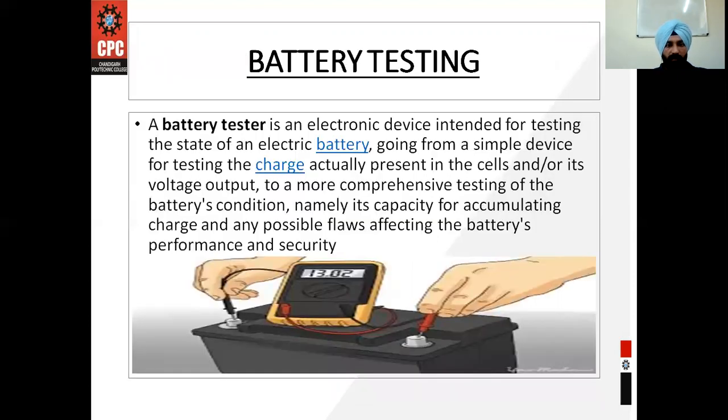Next is battery testing. A battery tester is an electronic device intended for testing the state of an electric battery, going from a simple device for testing the charge actually present in the cell and or its voltage output to more comprehensive testers for the battery condition, namely its capacity for accumulating charge and any possible flaws affecting the battery's performance and security.